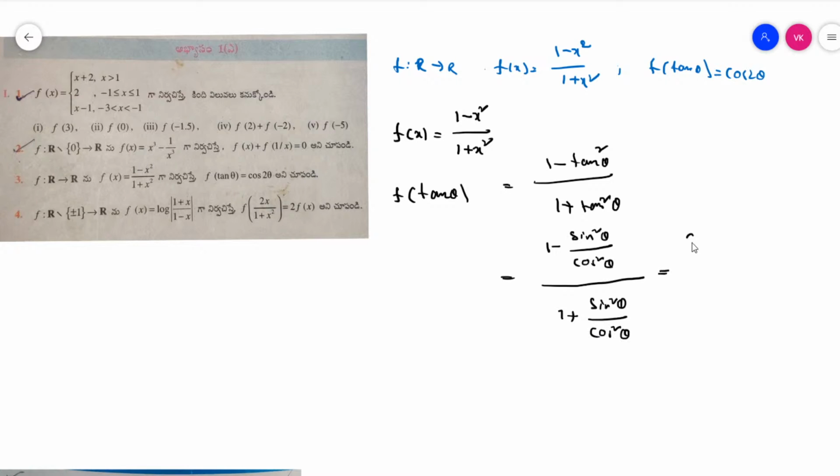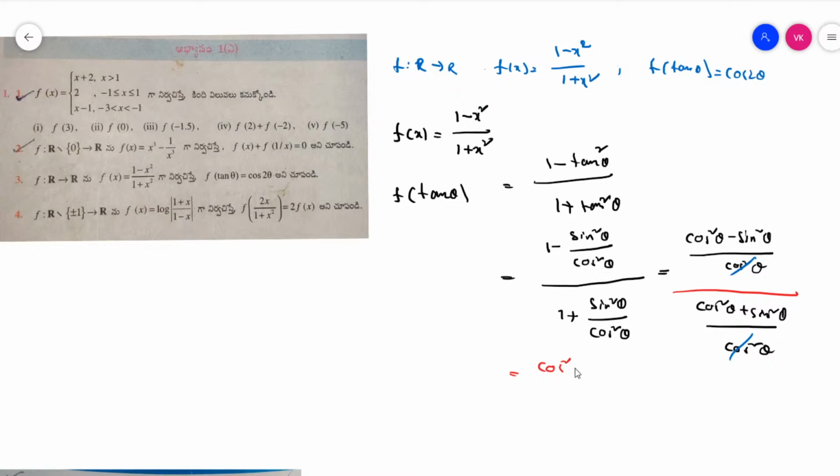Okay, while simplifying we will get cos square theta minus sin square theta by cos square theta, whole by cos square theta plus sin square theta by cos square theta. We can easily cancel the denominators cos square theta and cos square theta. Then we will get the fraction cos square theta minus sin square theta by cos square theta plus sin square theta. But we know that cos square theta plus sin square theta is equal to 1. We can write cos square theta minus sin square theta by 1.